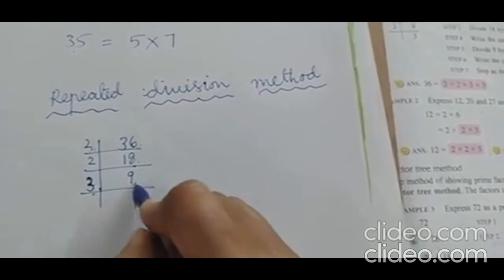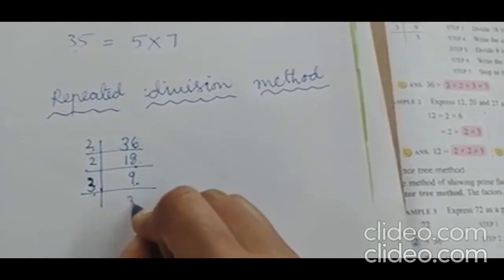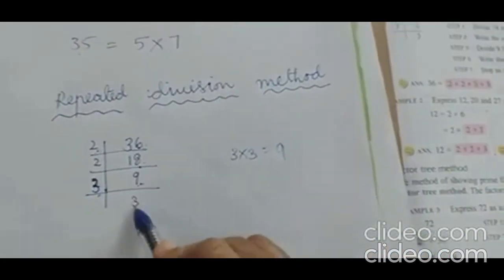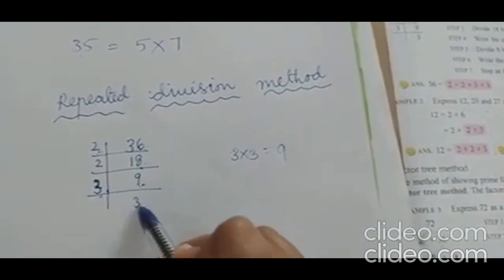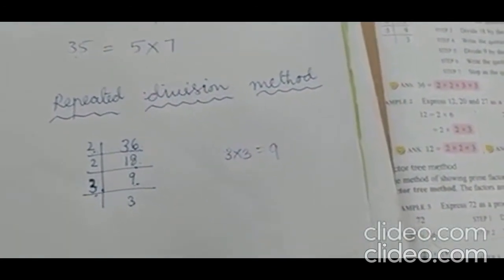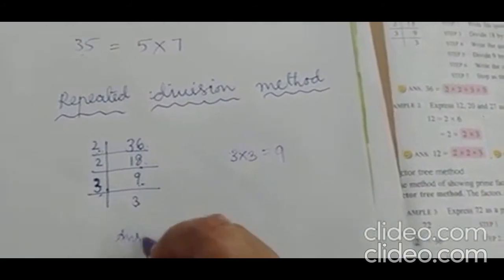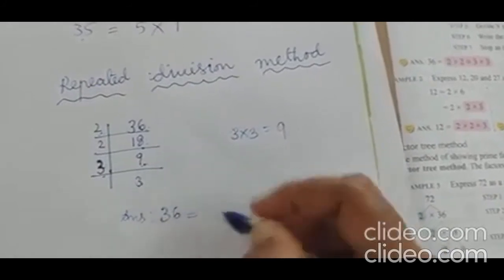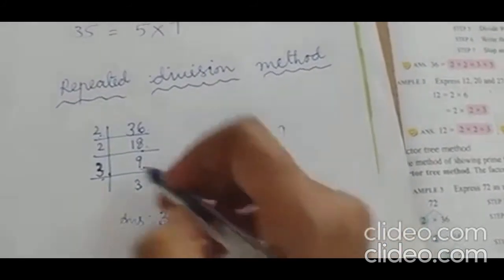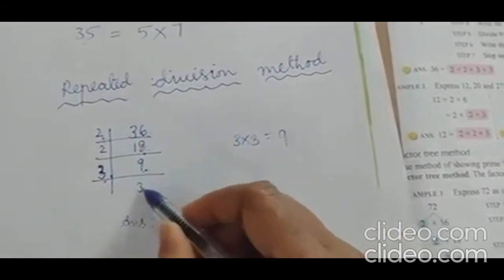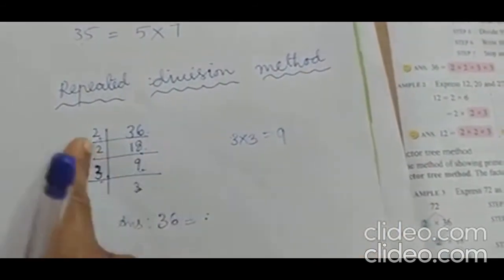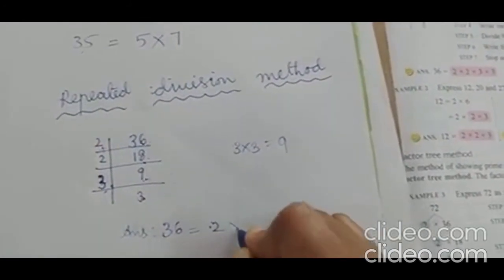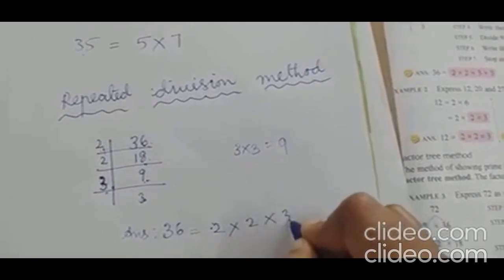Now in this 9, how many 3s are there? 3 3s are 9. 3 into 3 equals 9. Now we got it. We cannot go any further, right? Now when we write the answer, 36, how have we divided 36? Which are the numbers that, when we multiply, we get 36? Write the numbers with the tables that we used: 2 into 2 into 3 into 3.